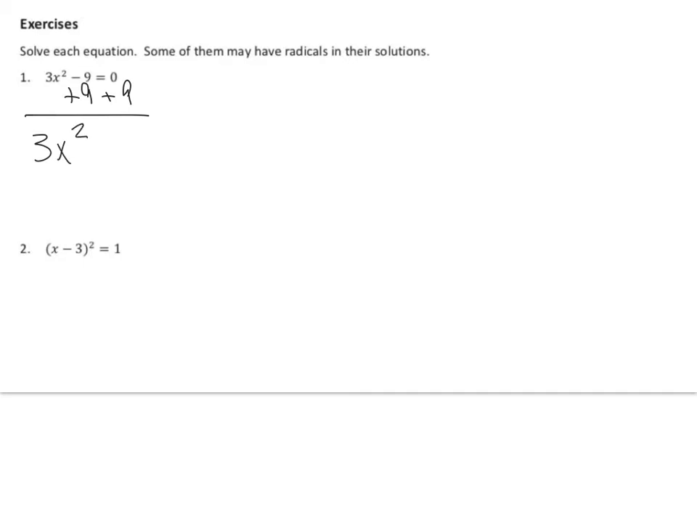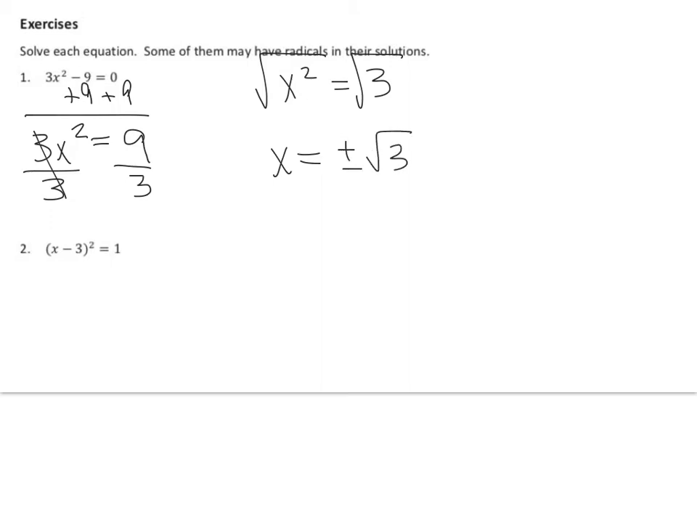I have 3x squared equals 9. Divide both. I'm isolating the x. And I have x squared equals 3. Square root of both sides. X equals plus or minus square root of 3. My answer. Cool. All right.